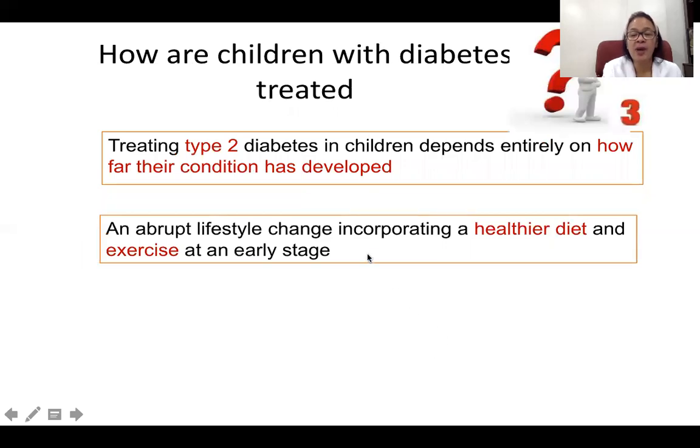Okay, so how about if type 2? It's not as common in children as in adults. Treating type 2 diabetes in children depends entirely on how far their condition has developed. Again, aside from medical treatment, the pharmacologic treatment, there should always be a non-pharmacological treatment that would include dietary and healthy lifestyle. So an abrupt lifestyle change incorporating a healthier diet and exercise should be done at an early stage.